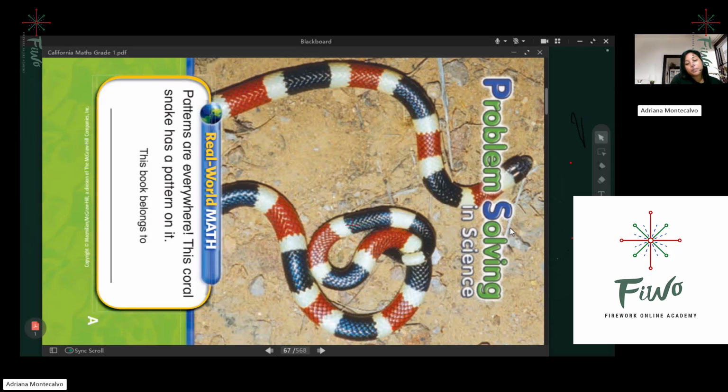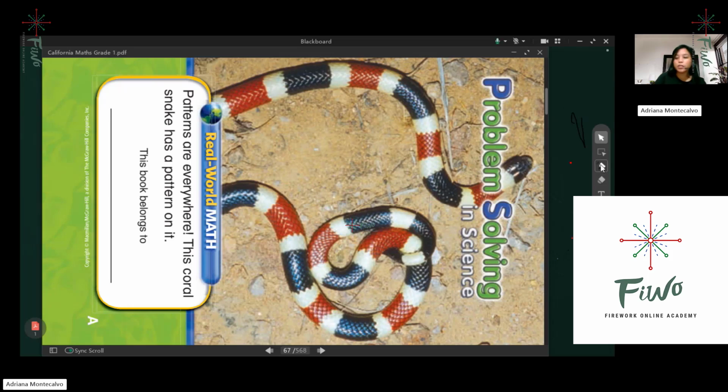Patterns are everywhere. This coral snake has a pattern on it. So what do you think is the pattern of this coral snake, Kong? Black, white, black, white. Black, white, green, black, white. Orange. Orange, okay. Let's say it's red. One more time, Kong. What is it?